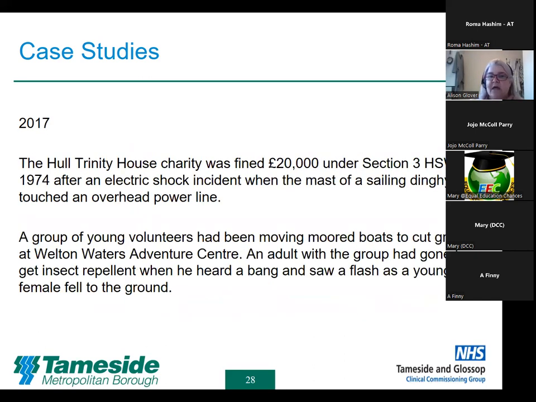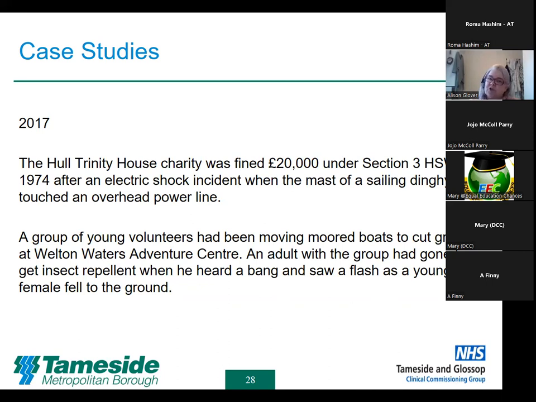The next case here is from 2017, and this is Hull Trinity House. They were fined £20,000 under Section 3 of the Health and Safety at Work Act. And this was after an electric shock incident when the mast of a sailing dinghy touched an overhead power line. This was a girl who was in a group of 14 youth volunteers, and they'd been moving moored boats to cut grass at this water adventure centre.